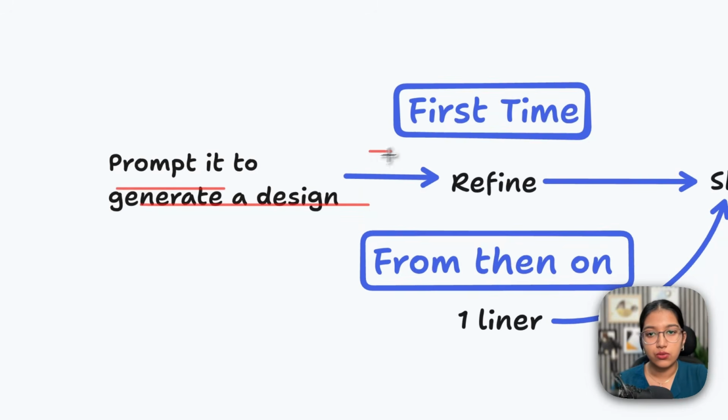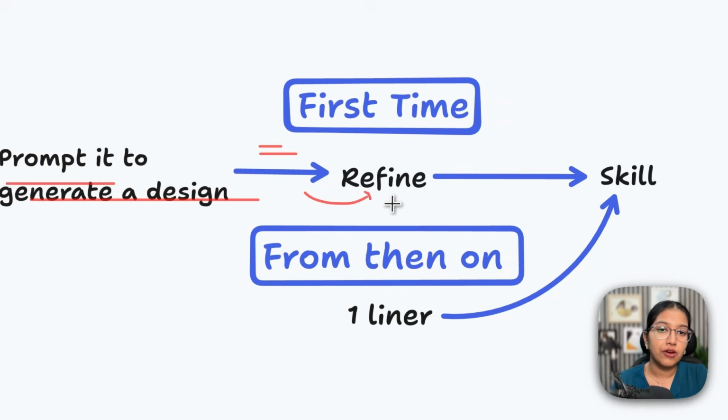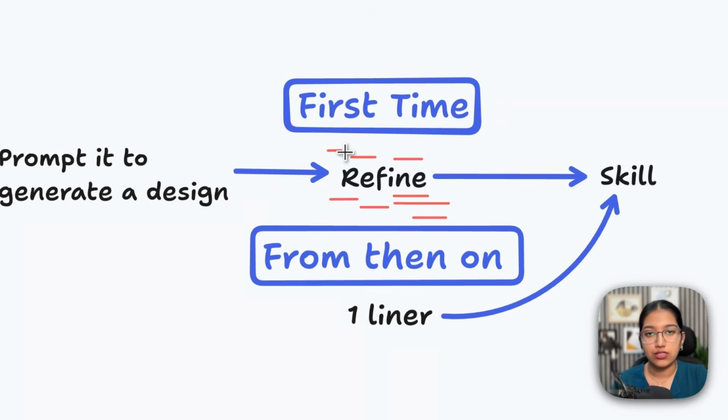It is going to give you some output, okay? Then you have to look into that output and you have to give it feedback. You have to refine it. This doesn't look good. Remove this from here, change the color, move this up, move this down, reduce the number of pages, increase the number of words. Whatever, you refine it, okay?